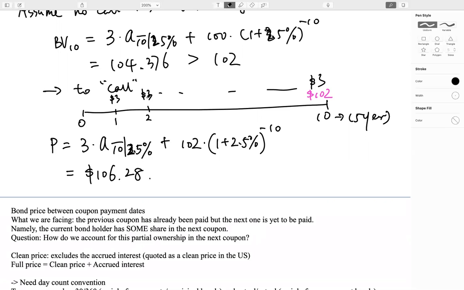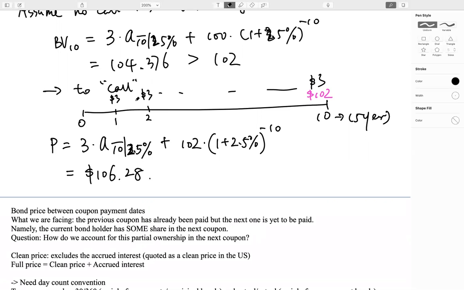I cannot put everything with it, but also I don't want to discard it, right? Because this $3 is for the entire 6 months. I already owned it for 3 months. I don't want to give that up, right? So how do we decide?